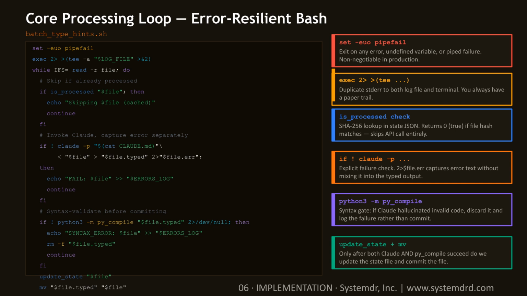The most common real-world issue is the py_compile gate catching hallucinated type annotations. Running py_compile catches these instantly, before they reach your repository.